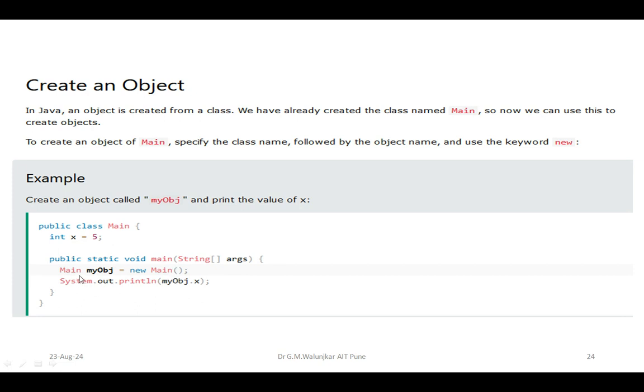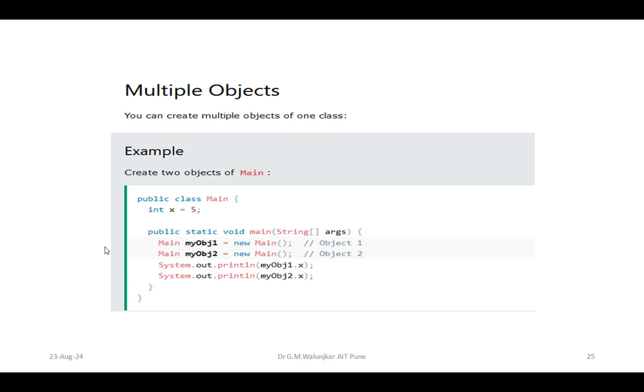So for this particular main class, we are going to create the object myObj is equal to new Main. This statement creates the object of class Main, and using this object we're going to access the attribute x. We are using System.out.println, that is the syntax that you use to print something. So myObj.x is supposed to print the value with respect to x, that means it is going to print the 5.